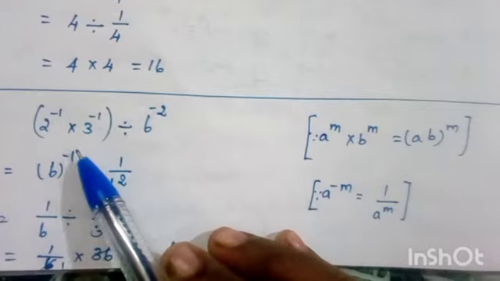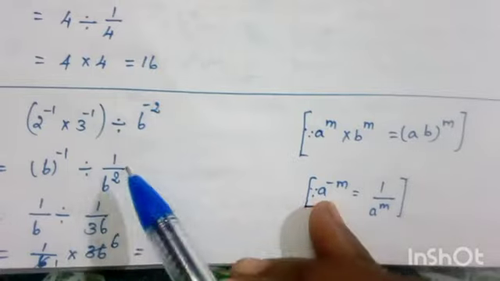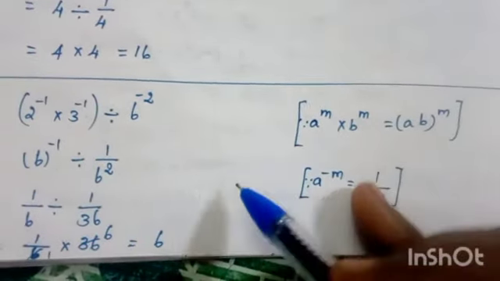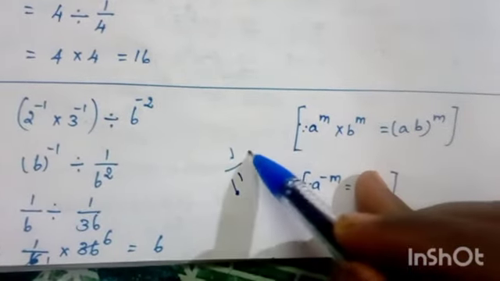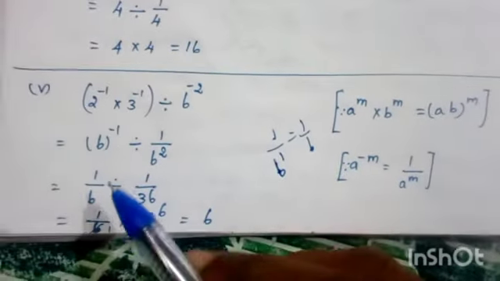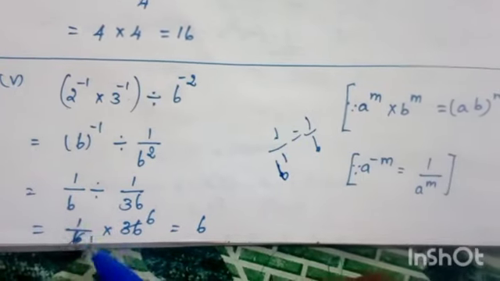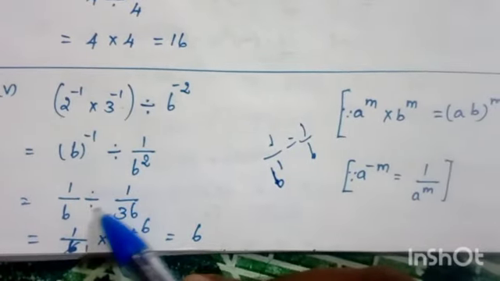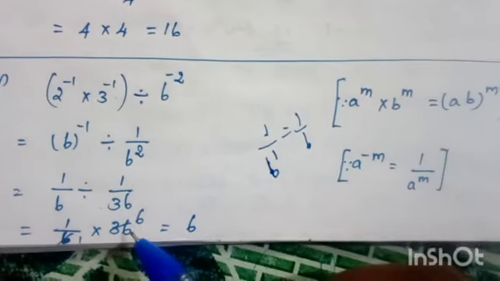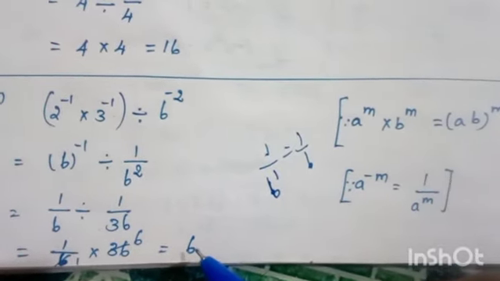So 6 power minus 1, that is a power minus m, in the same way. So that is 1 by 6 divided by 1 by 36. 6 power minus 1 means 1 by 6 power 1, so that is equal to 1 by 6. So 1 by 6 divided by 1 by 36. The first number, 1 by 6, doesn't change, just write it. For the division rule, division becomes multiplication, then you take a reciprocal of this. The reciprocal of 1 by 36 is 36. So 1 sixes are 6, 6 sixes are 36. So that is equal to 6.